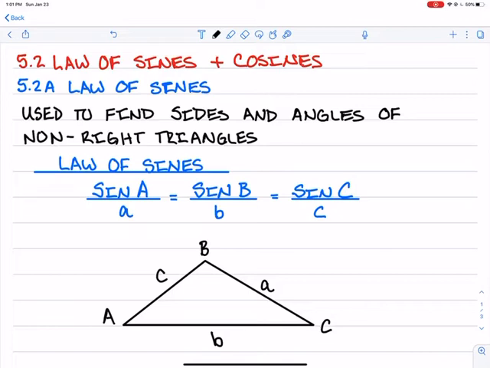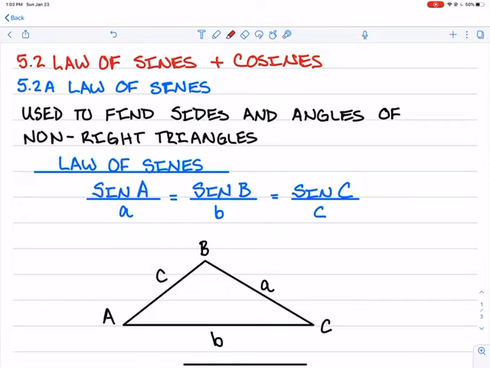So what we have to do is learn two new rules, of course. The first new rule we're learning is called the law of sines, and it's used to find missing sides and angles of non-right triangles. The formula is down here, and it might look a little crazy. You have the sine of A over side A equals the sine of angle B over side B equals the sine of angle C over side C. And it looks like a lot, I'm not going to lie to you. But it's really not that bad.